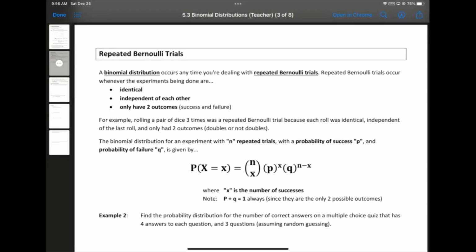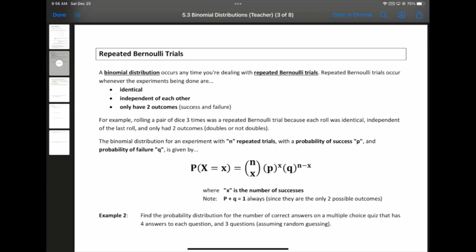The second criteria for a repeated Bernoulli trial is they must be independent of each other, meaning the outcome of one will not influence the outcome of the next. Similarly, when we're rolling the pair of dice, the outcome we get on the first one, whether it's doubles or not, does not affect whether or not the next one will be doubles. It's not like we rolled a double and now we're all out of doubles. We can't do doubles anymore. We still have the exact same probability of getting doubles the next time, completely independent.